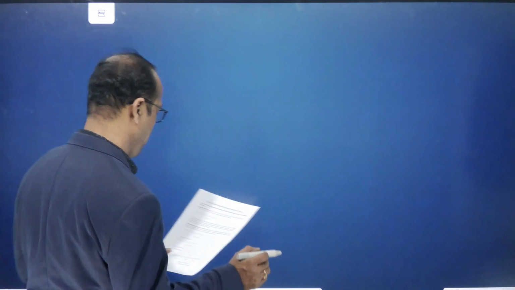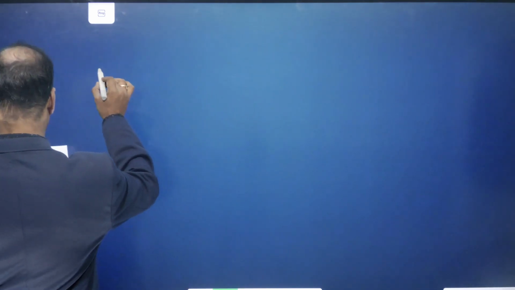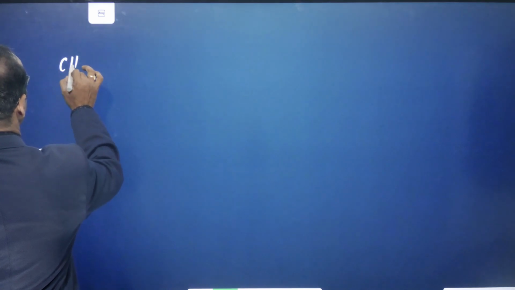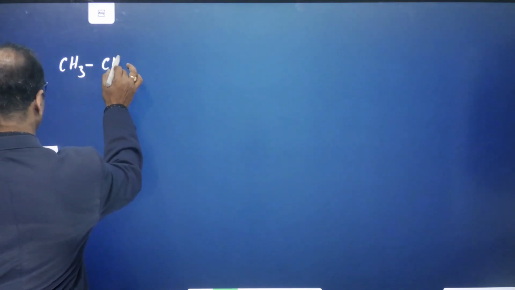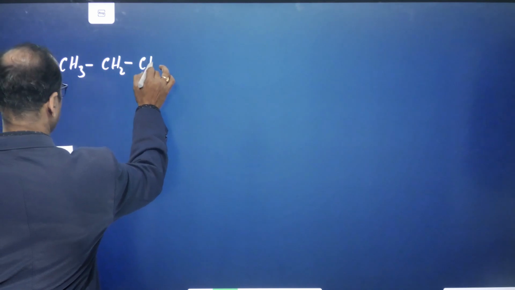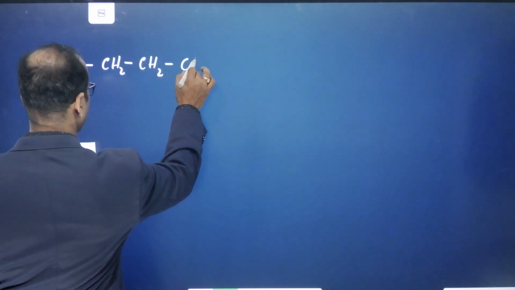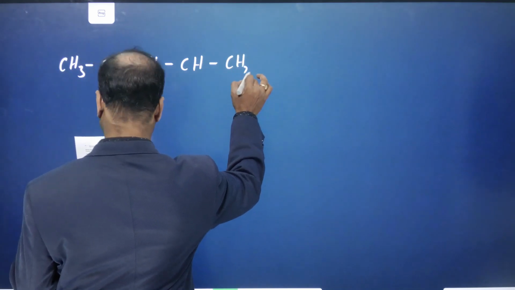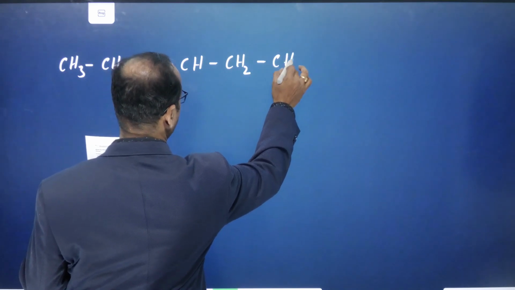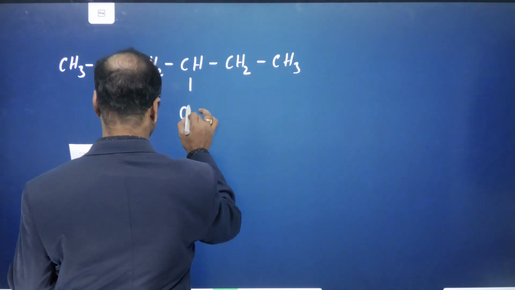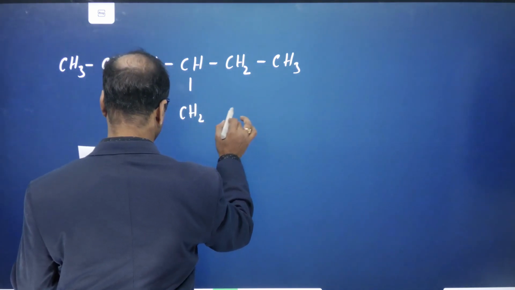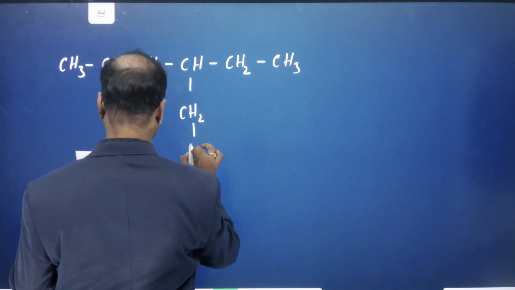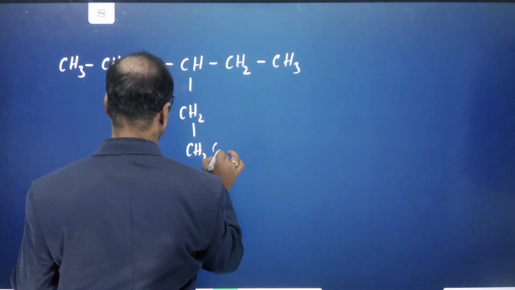So, we practice today. Now, the second one is given. See, here it is given like this. Second one, you see CH3, CH2, CH2, CH, CH2, CH3, CH2. It is given like this. I will continue like this. Anyhow, we can write. So, CH2OH.